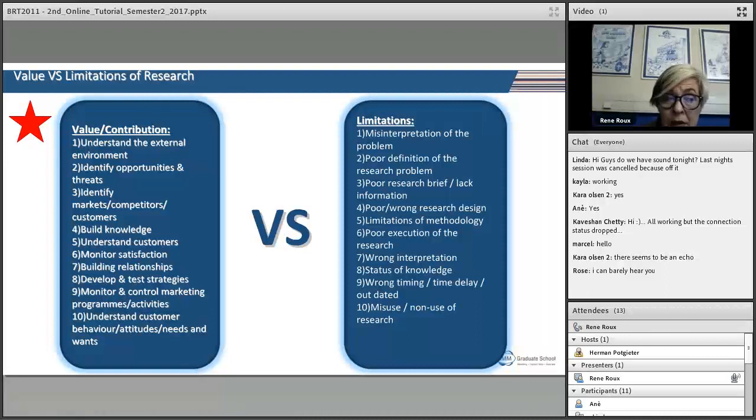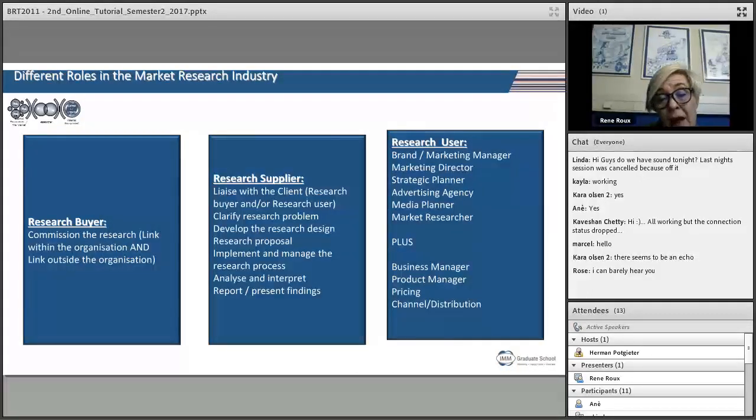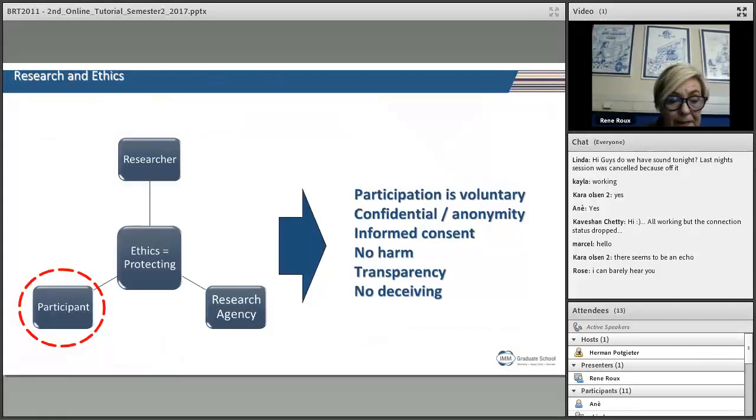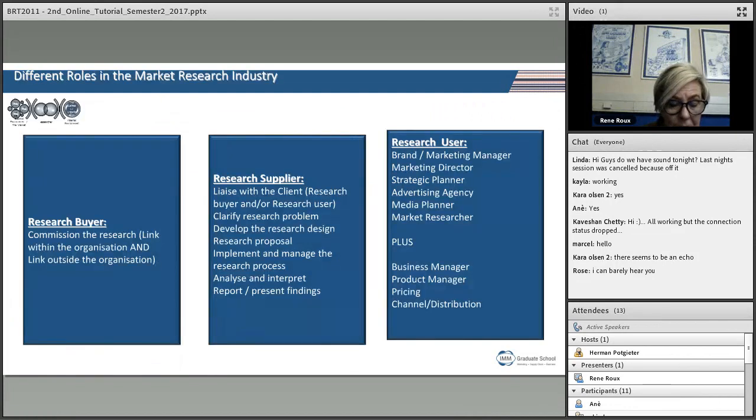So it's very important that you understand what the value of market research is and the limitations. And as you can see with the red star, this was a question that was asked previously. It actually asked you to discuss 10 contributions or applications for research and 5 limitations. Oops, I just skipped a slide.